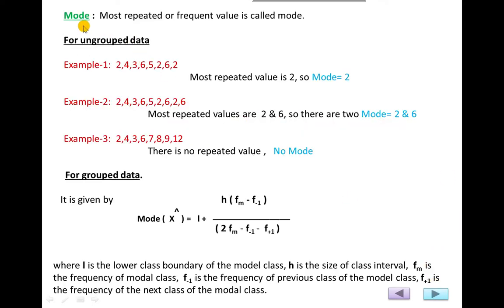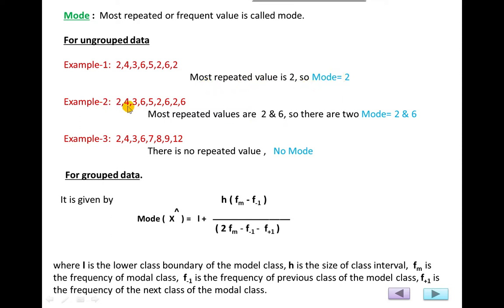Now the third method, mode. The definition of mode is that the most repeated or frequent value is called the mode. For ungrouped data there are three examples. First example, you have 2, 4, 3, 6, 5, 2, 6, 2. 2 occurs 3 times, the highest number of observations. Most repeated value is 2, mode is 2.